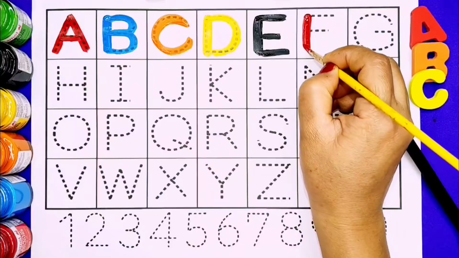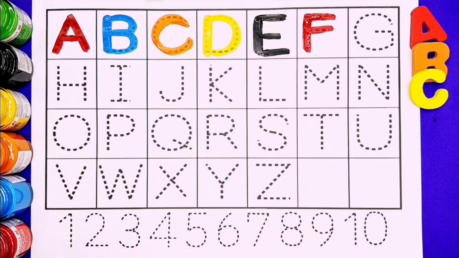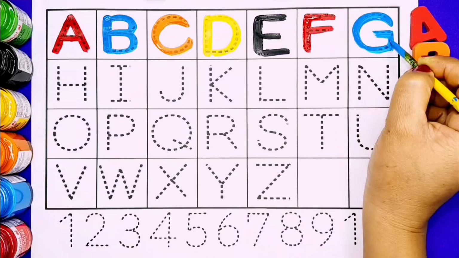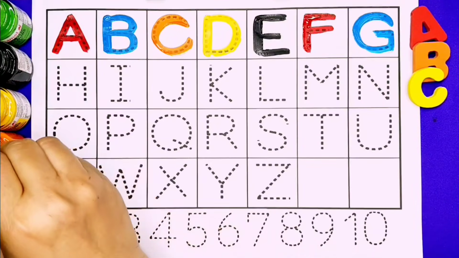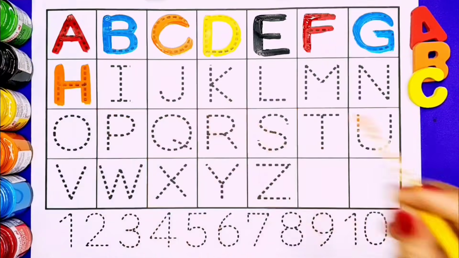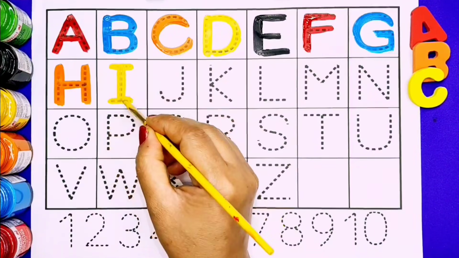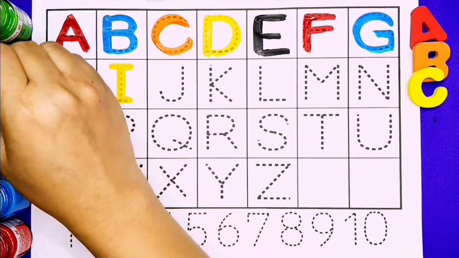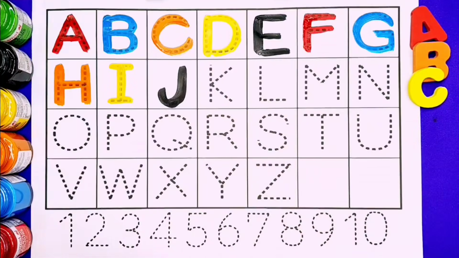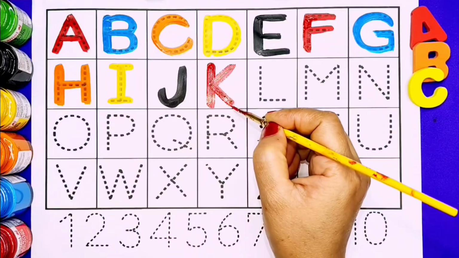Red color, F for fish, sky blue color, G for grapes, orange color, H for hand, yellow color, I for ice cream, black color, J for joker, red color, K for kite.